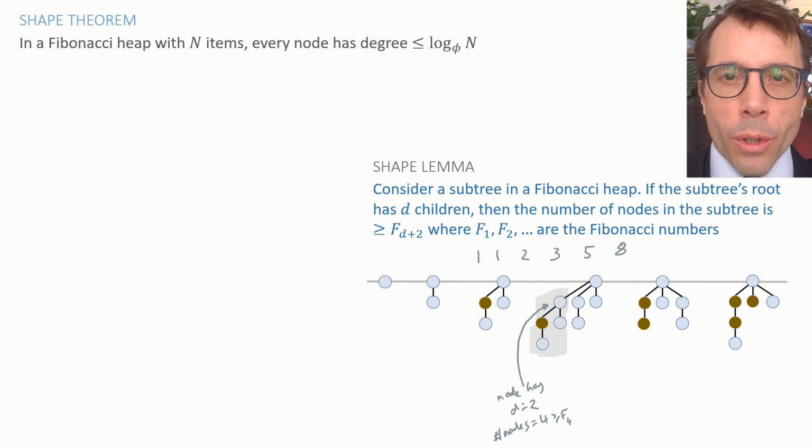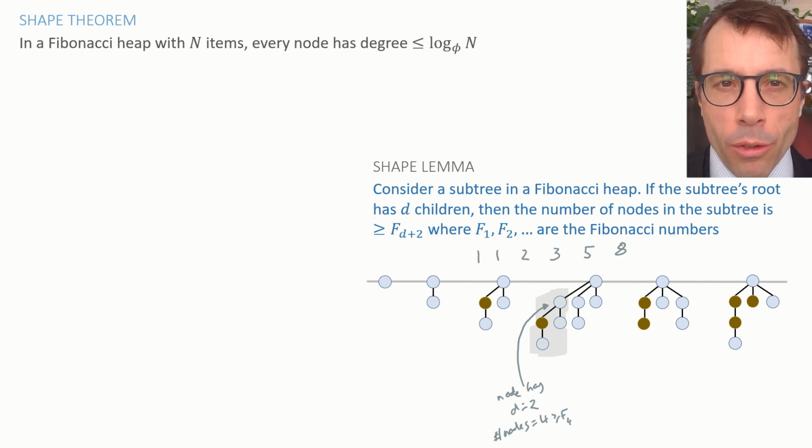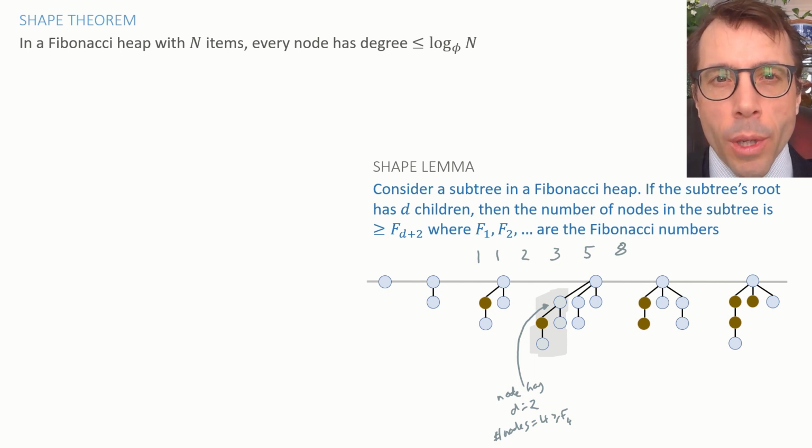Just one more example. The lemma doesn't just make a claim about root nodes, it makes a claim about every node in the heap. So let's take a non-root node, this one here. This node has degree 2, so the lemma says the number of nodes in this subtree should be above or equal to F4, which is 3, and indeed it is.